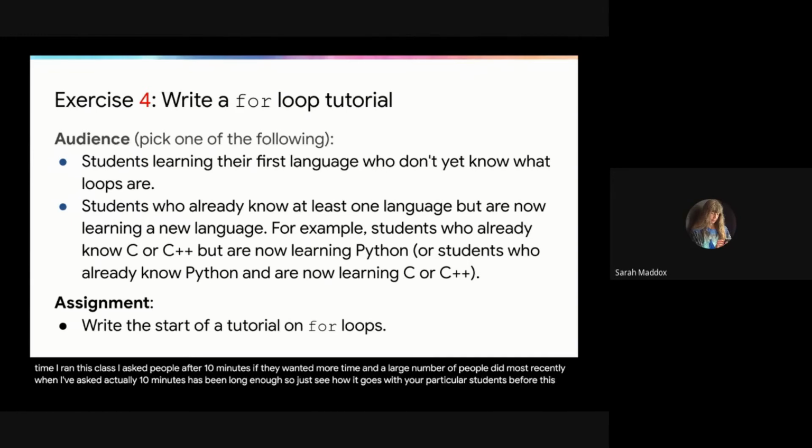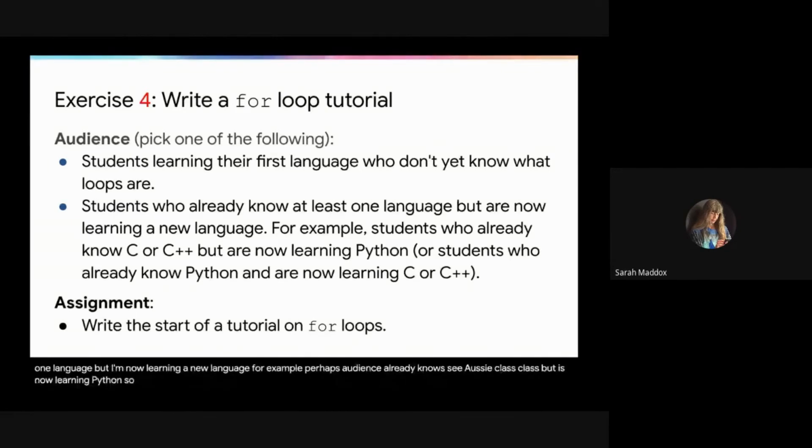Before they start, let the students know that they must choose their audience for this tutorial. So they can choose either students learning their first language who don't yet know what loops are, or they can choose people who already know at least one language but are now learning a new language. For example, perhaps the audience already knows C or C++ but is now learning Python.